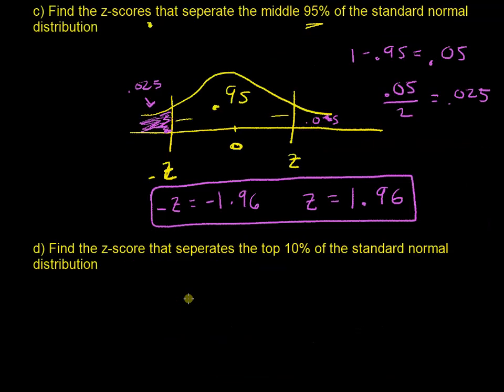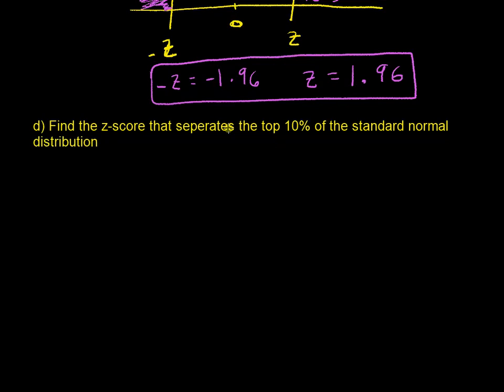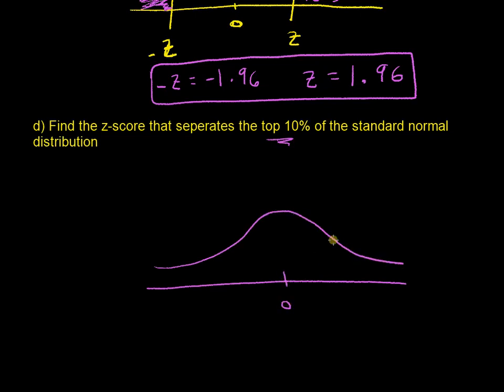Okay, one more example. Find the z-score that separates the top 10% of the standard normal distribution. All right, so let's draw this out. Here in the center is 0. It separates the top 10%. So here is our unknown z-value, and above it is 10%, or 0.1, right? So the probability of being more than this z-value is 0.1. It separates the top 10%.